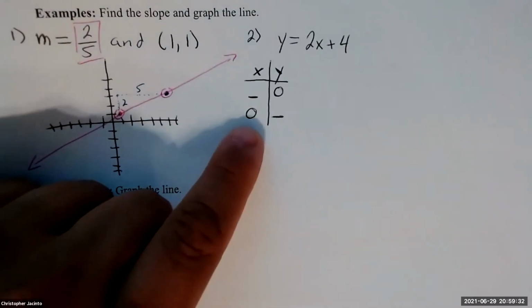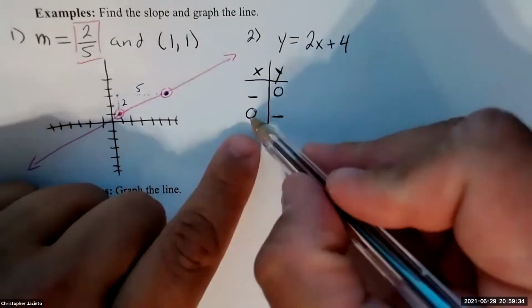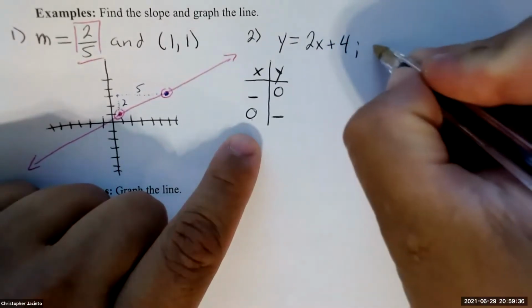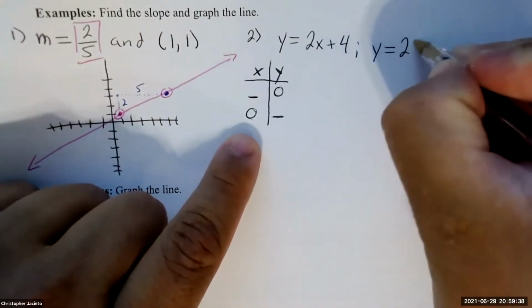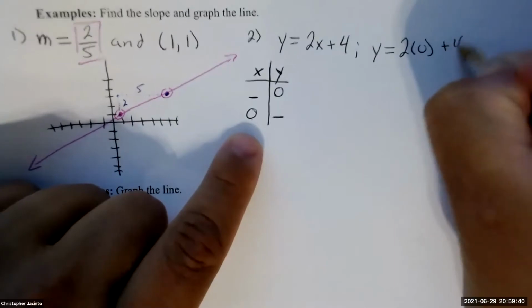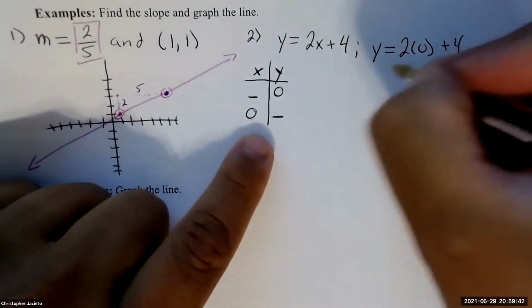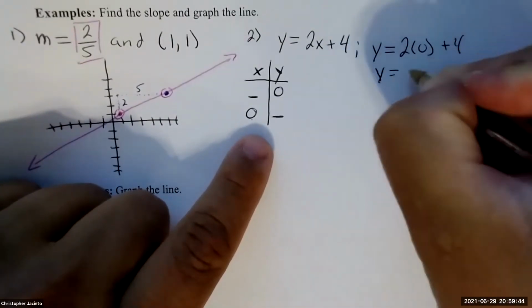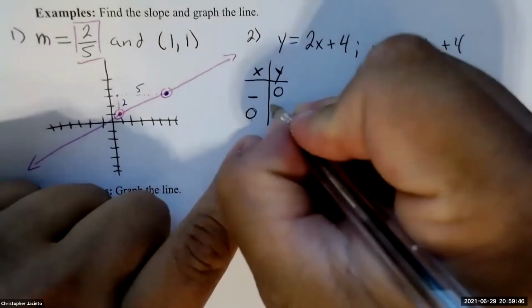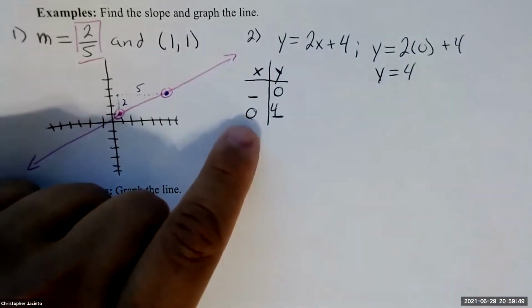So let's do the easiest of the two. Let's plug in 0 in for x and see what we get out. So 2 times 0 plus 4. So that's just going to give you 4. So you got 1 point, (0, 4).